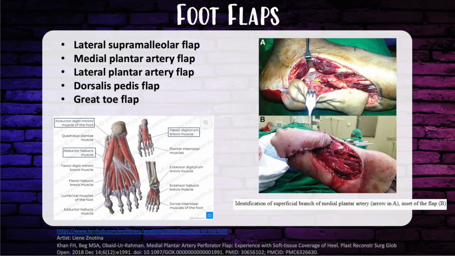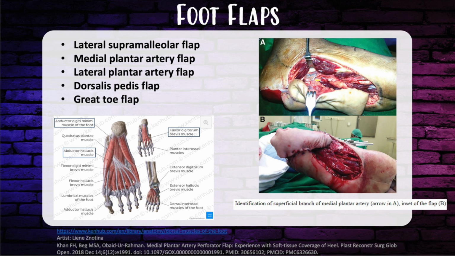Great. Now let's talk about foot flaps. The lateral supramalleolar flap is a good flap to cover defects at the lateral malleolus and anterior ankle. It's usually distally based, and the perforator is from the peroneal artery, and it's 5 centimeters above the lateral malleolus.